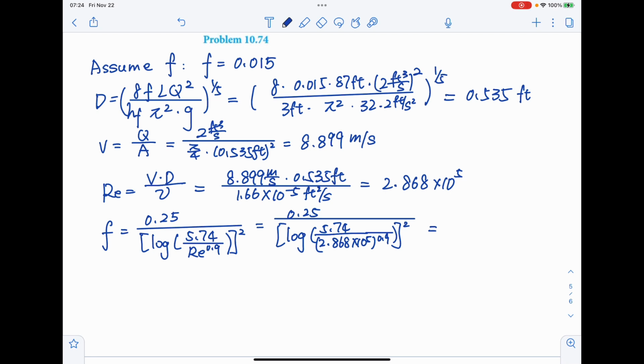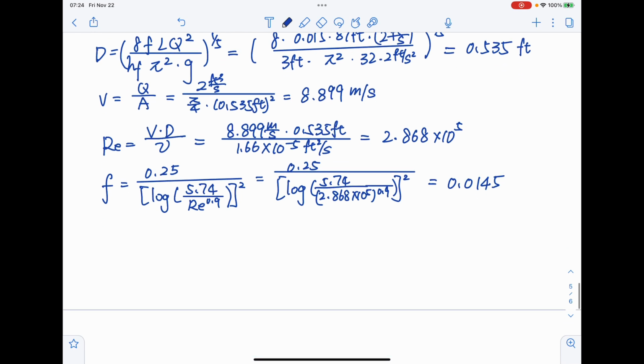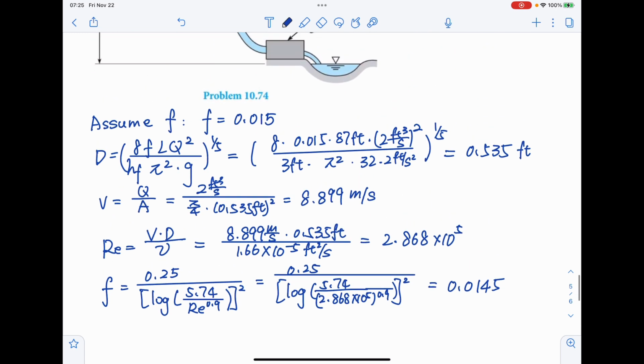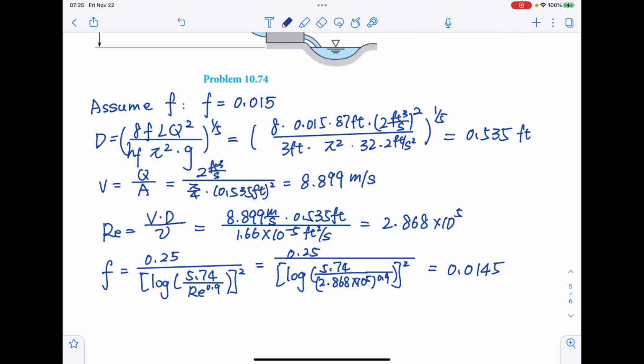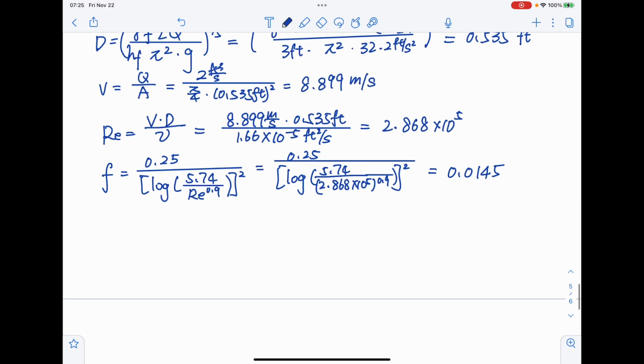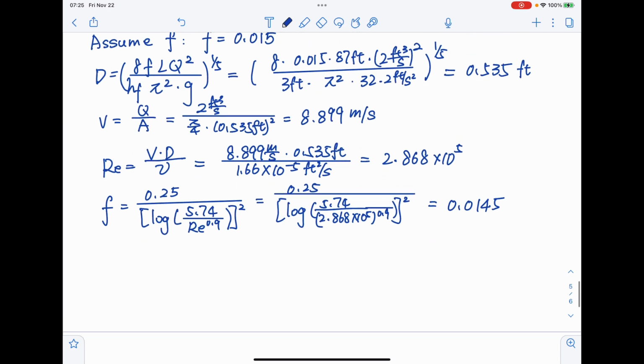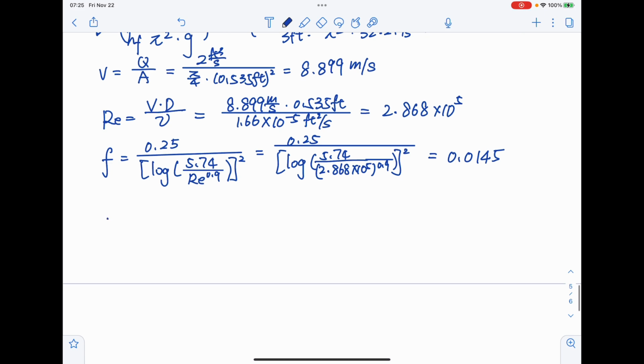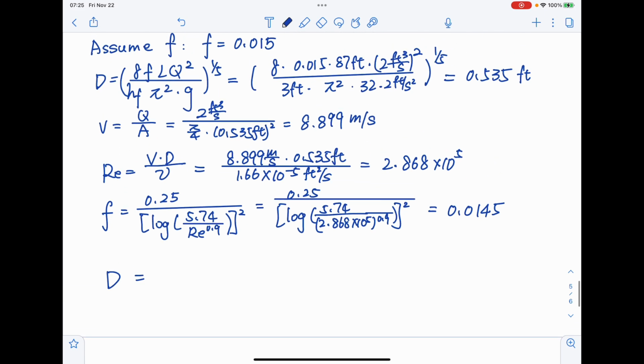The friction factor should be close to 0.0145. Now we have a second friction factor. We're gonna do the similar calculation and we're gonna find another D. D equals, using the same formula here.